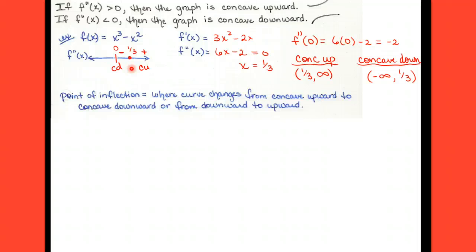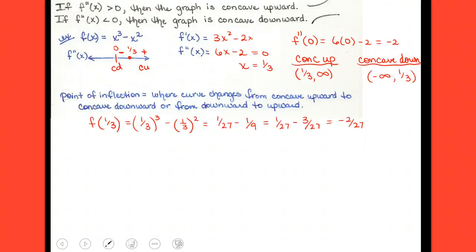So they're going to want the whole point of inflection, not just the x value. So if I know that x is equal to 1/3, how do I find the y value? Plug back into the original, the first derivative, the second derivative, what? The original, right. The point of inflection is the point on the original function where it changed from concave upward to downward or concave downward to upward. So if it's on the original function, I need to plug back into the original function. So that would be my point of inflection.